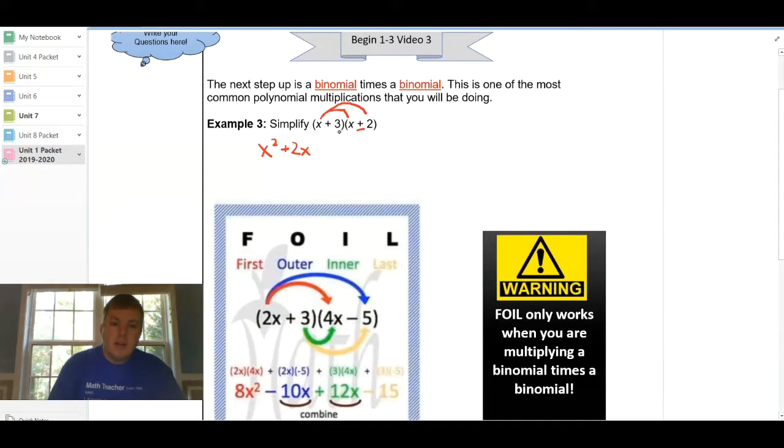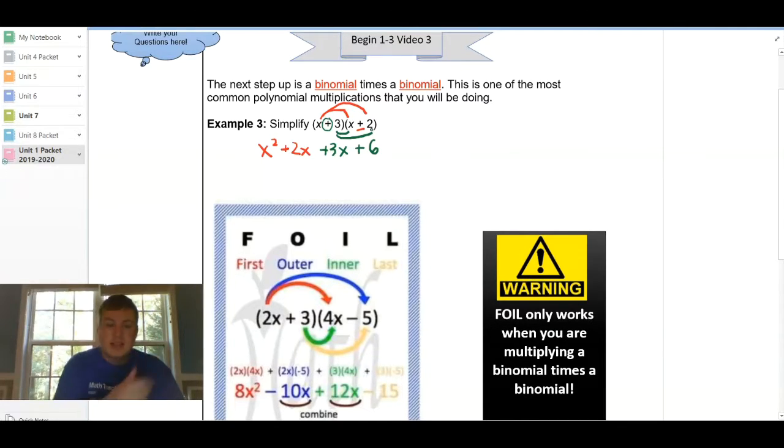So now we need to take that second piece of the binomial and distribute that to each of the pieces. So we're going to take the 3 now. And again, you want to pay attention to that sign. It's a positive, so we're doing a positive 3. And we're going to multiply that positive 3 times each of the pieces in the second binomial, just like we did with that x. So I'm going to multiply a positive 3 times x, and that's going to give me 3x. I'm going to multiply a positive 3 times a positive 2, which is going to give me a positive 6.